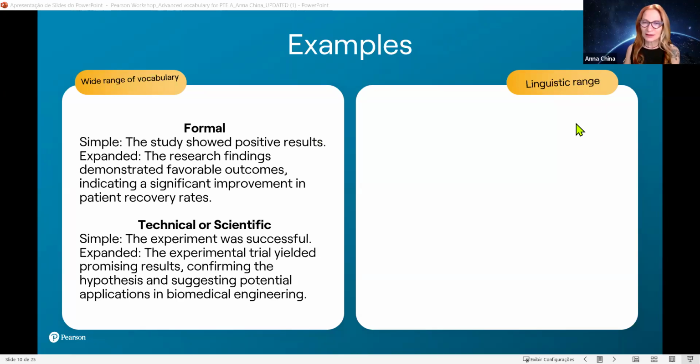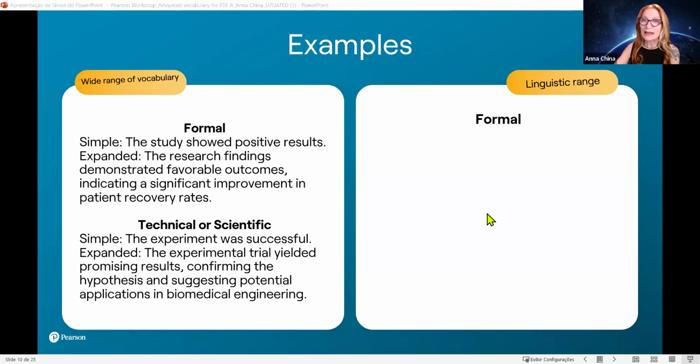Okay. Are we good here? Do you guys have any examples that you have already come across that can show this difference of simple and advanced? Very good. So when I say expanded here, it's the same concept of advanced vocabulary. It's expanded in the sense, once again, of clarity, being illustrative, precise, and accurate.